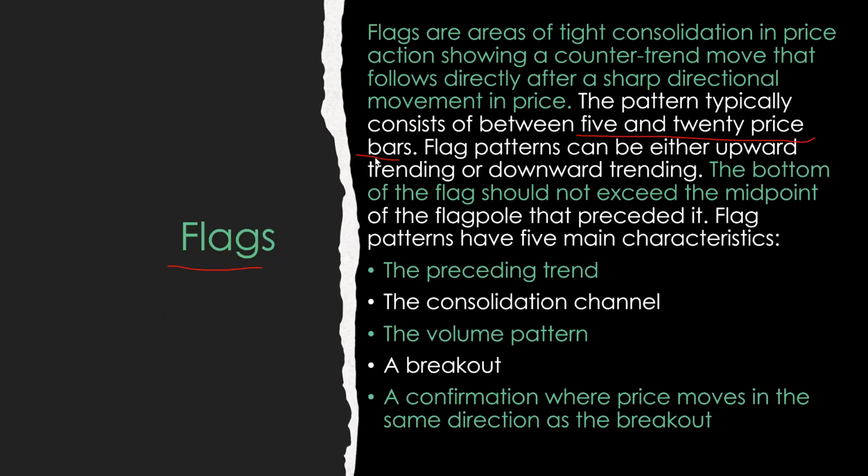The bottom of the flag should not exceed the midpoint of the flagpole. All right, that is the most important thing to remember. Once you go past the 50-yard line of that flagpole, you no longer have a flag. Flag patterns have 5 main characteristics: the preceding trend, the consolidation channel, the volume pattern, which would be up, up, up, down, down, flat, and then the breakout, where you'd see the big volume breakout as well, and a confirmation where price moves in the same direction of the breakout. That's what we're looking for when we're looking for our flag patterns.